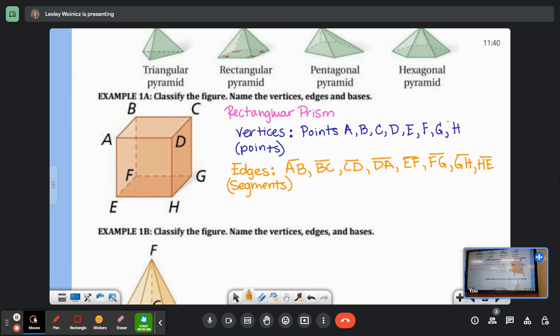Okay, so now we want the vertical ones. Let's just go, it doesn't really matter, but let's go top to bottom. So AE, BF, CG, and DH. That's it.